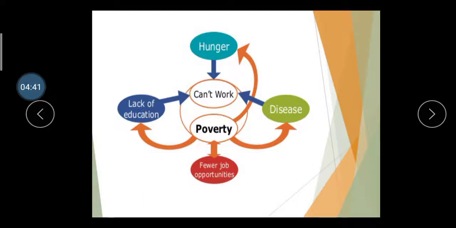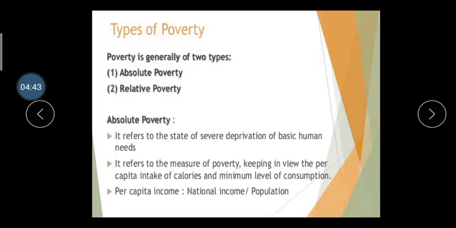Then, what are the types of poverty? There are two main types of poverty. The first is absolute poverty and the second is relative poverty.